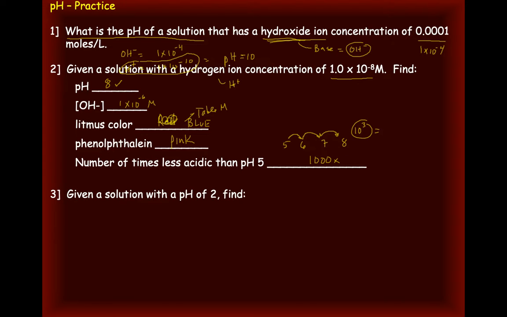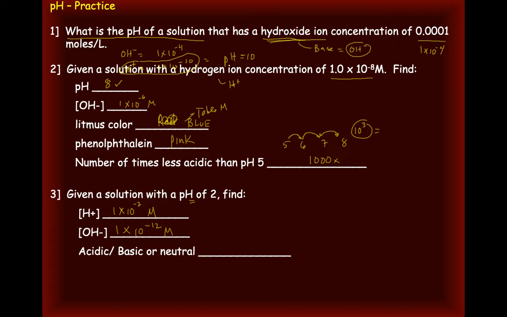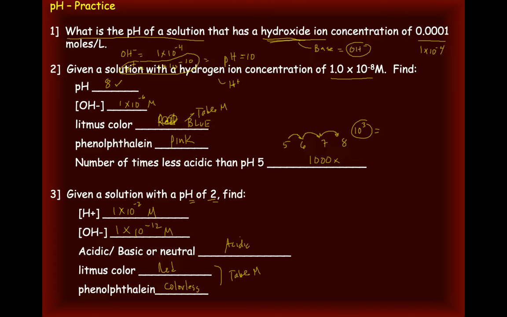So given a solution pH 2, find the H plus concentration. If it's H plus and that matches my acid, I would be 1 times 10 to the minus 2 moles per liter. My OH would be complementary to 14, so that would be 1 times 10 to the minus 12 moles per liter. pH 2 would be an acidic solution, okay? And my litmus color would be red in an acid, and my phenolphthalein would be colorless in the acid. So again, both of these are Table M in the New York State reference table.